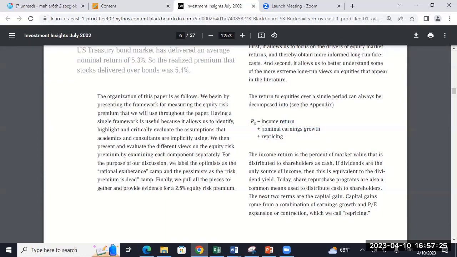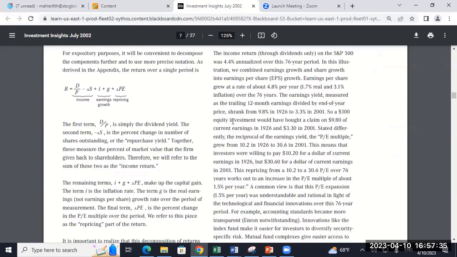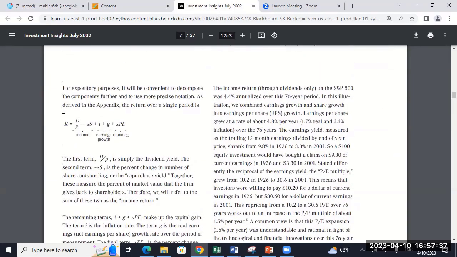What they do, though, is they break this piece out. Nominal earnings growth, that's inflation plus real earnings growth. They break the two pieces out. So you can see it right here. The return on stocks is dividends over price. Dividends over price, that's the dividend yield. And the thing Thomas was talking about was the change in the number of shares. That's the stock buyback.